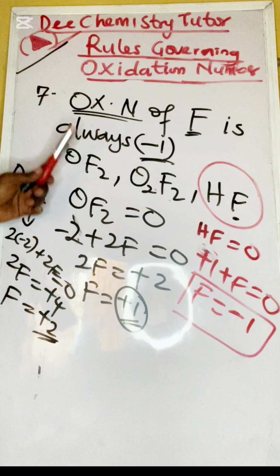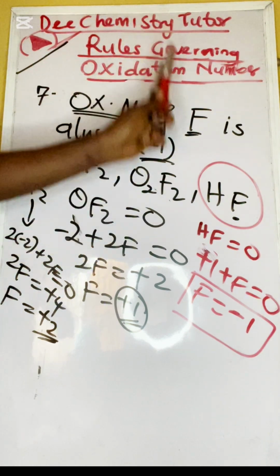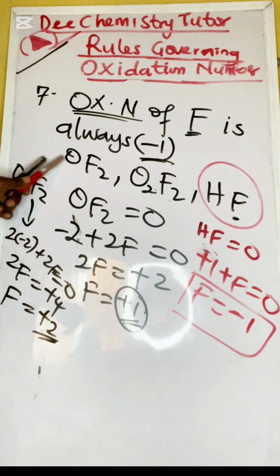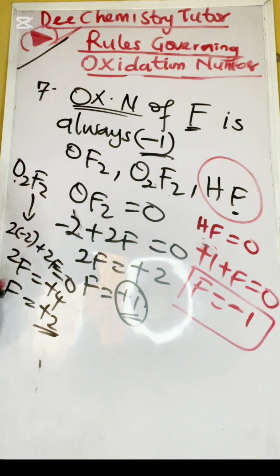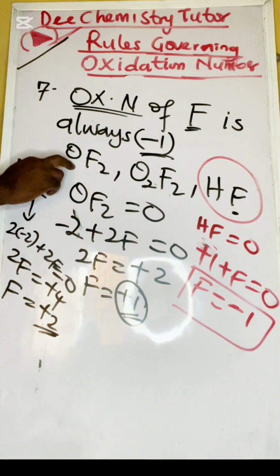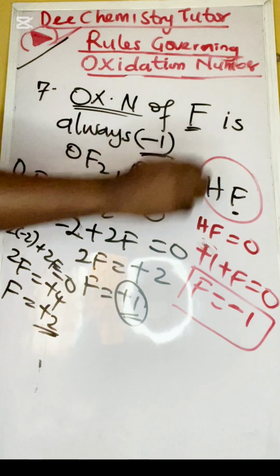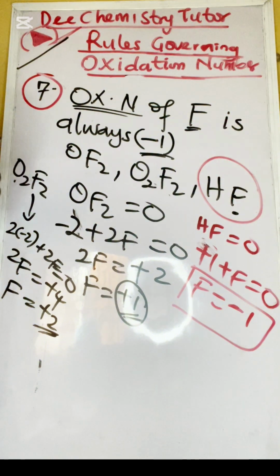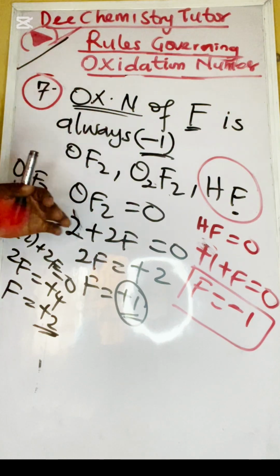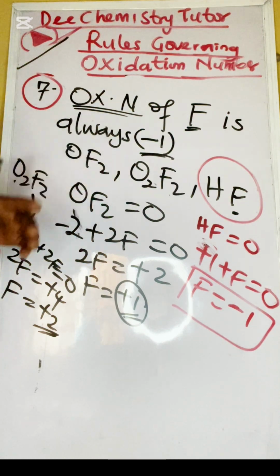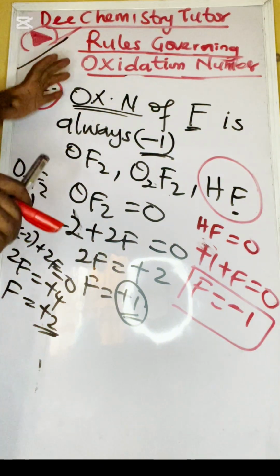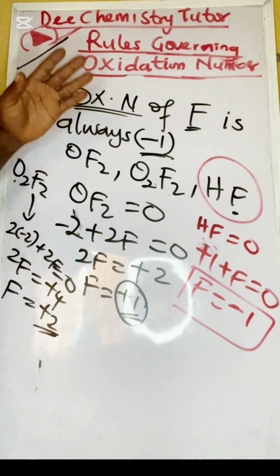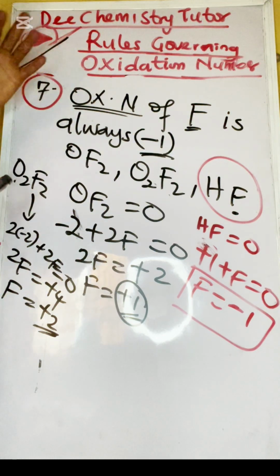So if they ask you what's the oxidation number of fluorine in OF2, O2F2, and HF, this oxygen difluoride here is what? Minus 1. Fluorine here, minus 1. Fluorine here, minus 1. Okay. I think these are the major rules binding oxidation number. So if you know this, you can calculate the oxidation number of any compound, any element whatsoever. And don't forget, this is the basis of IUPAC. This is the base of nomenclature. You understand? So in my next video, I will talk about how you can use oxidation number to name compounds.